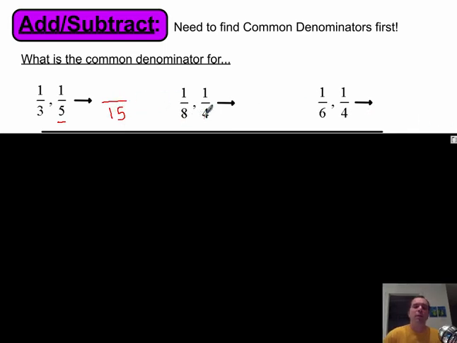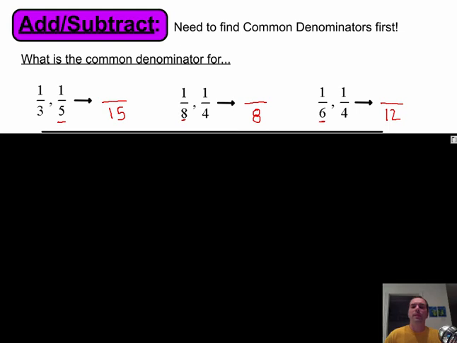So 4 goes into 8. This is my biggest number. 4 goes into 8, and therefore 8 will be my common denominator. And now 6 is my big one. 4 doesn't go into 6, so 6 times 2 is 12. 4 goes into 12, so therefore 12 is the smallest number that both 4 and 6 can go into.